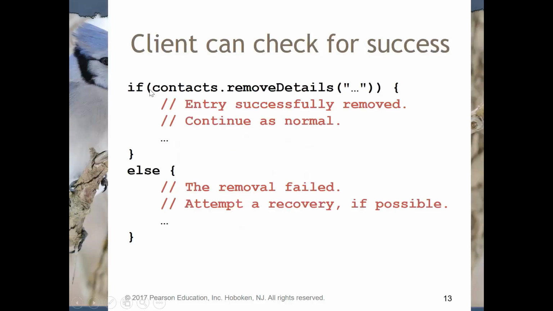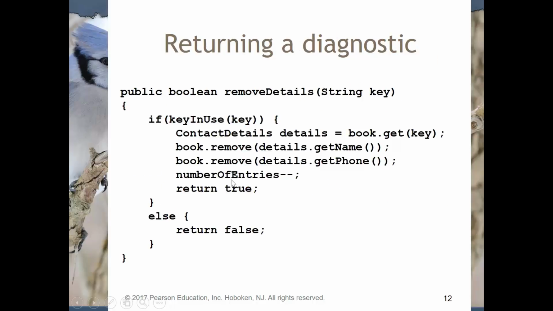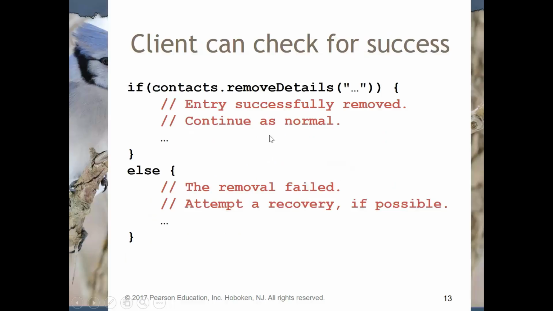Client can check for success. If contacts.remove details, so in other words, if it succeeded, do this. If it failed, do something else. And that's based on this true and false coming through. Okay?